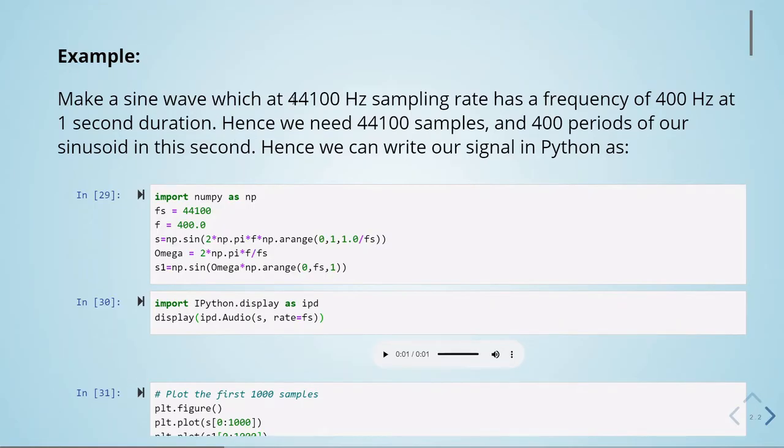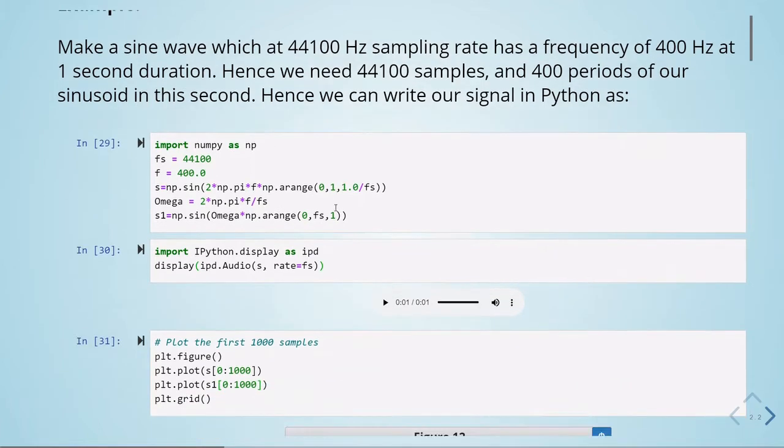Let's see this theory in practice, and we have here an example. In this example we are using a sampling rate of 44.1 kilohertz, and we will have a sine wave that has a frequency of 400 hertz and 1 second duration. So we need 44,100 samples and 400 periods of our sinusoid in this second.